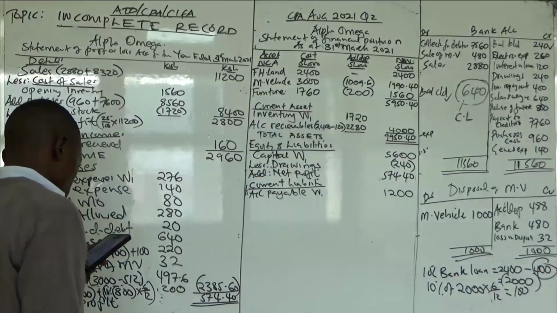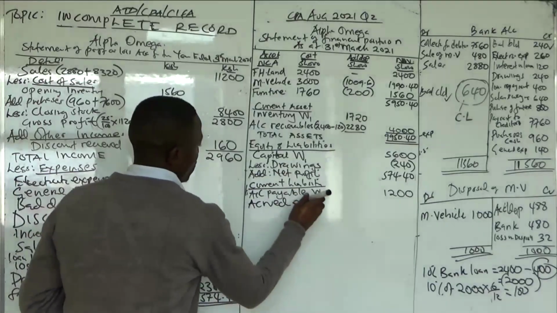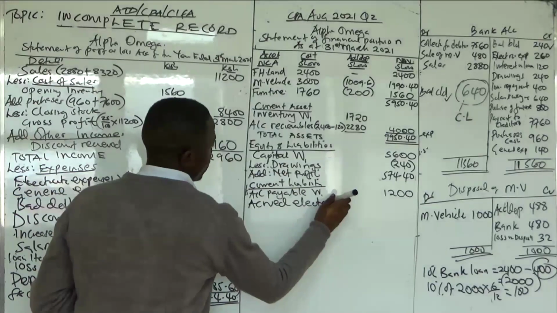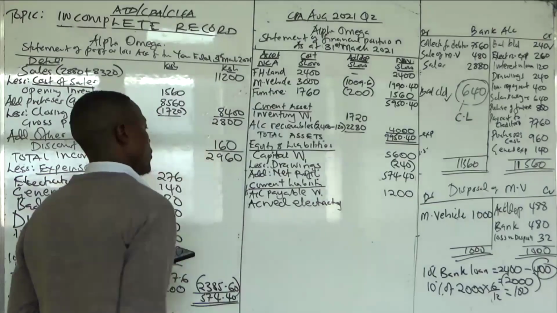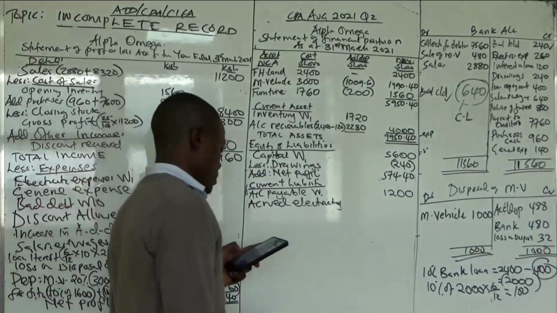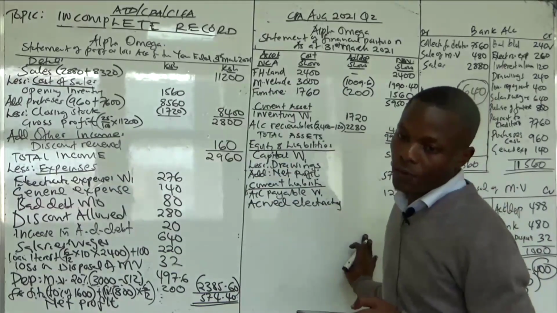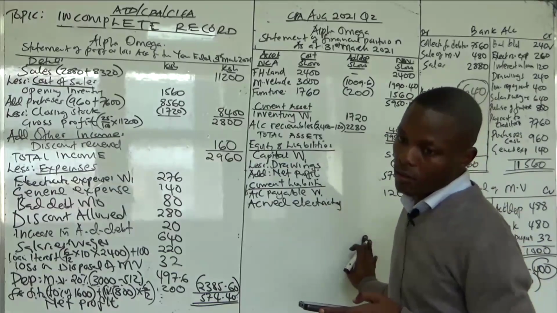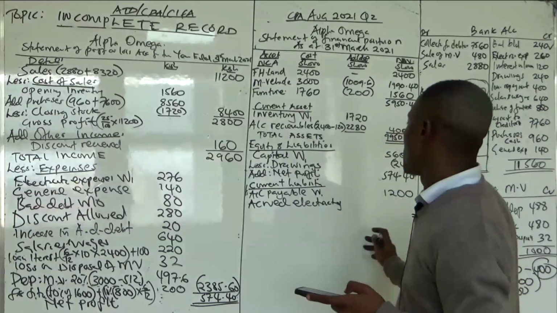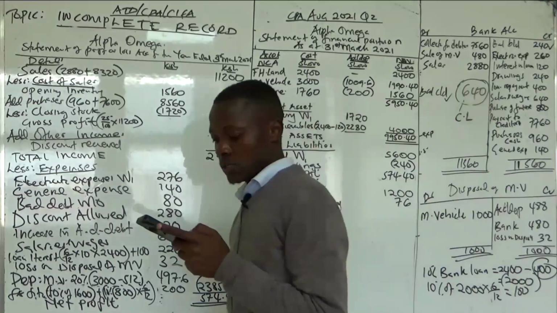Then what else do we have? Accrued electricity. How much is the accrued electricity? We drew this account. It is even in the additional information: accrued electricity as at 31st March is 76. At the end of the year, 76.